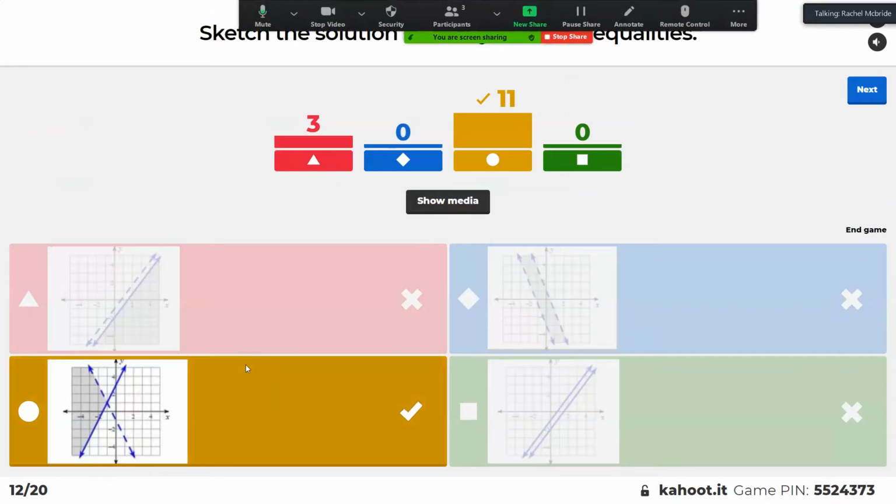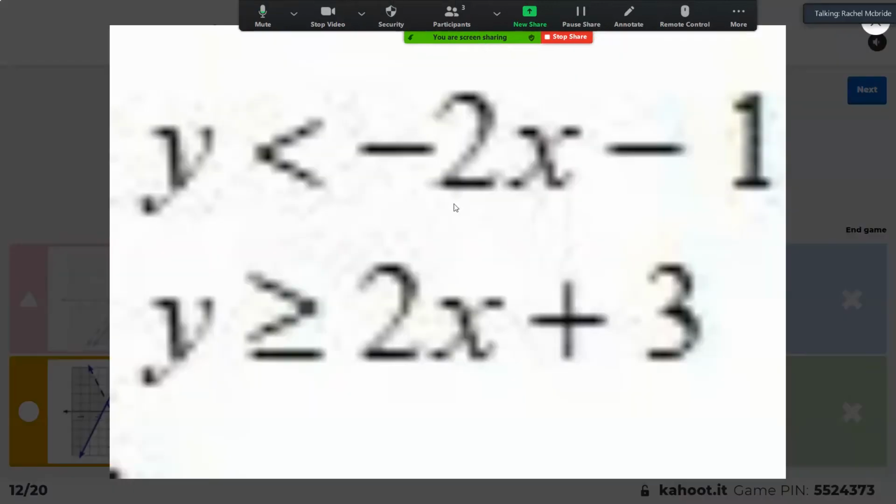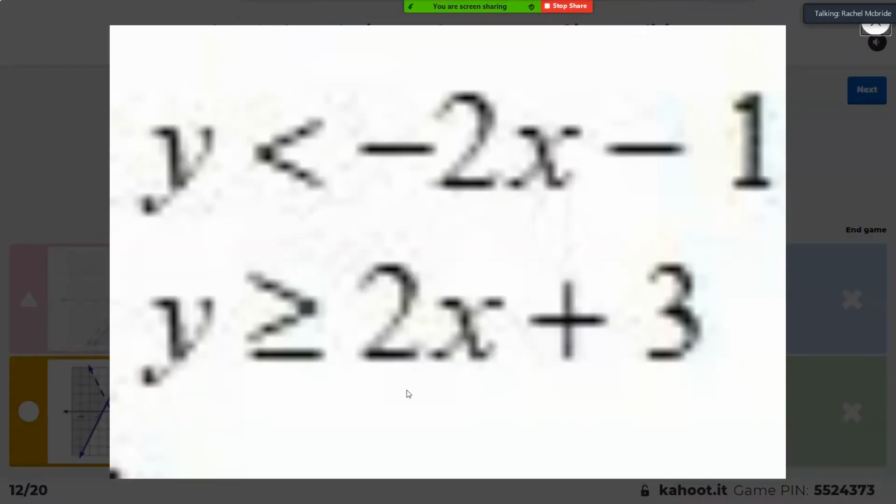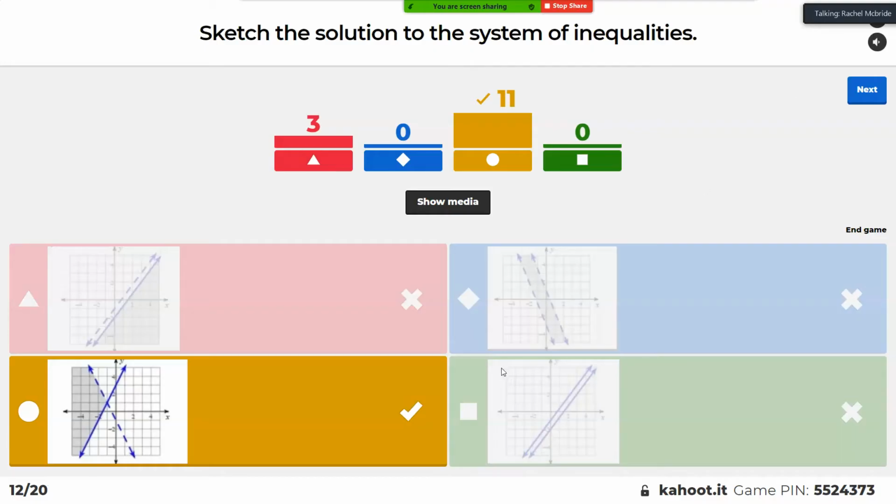Alright, so these three didn't even make sense because the lines here were opposite. So that meant that the lines could not be parallel. So one had a negative slope, one had a positive slope. So that told me one line had to be going down and one line had to be going up.